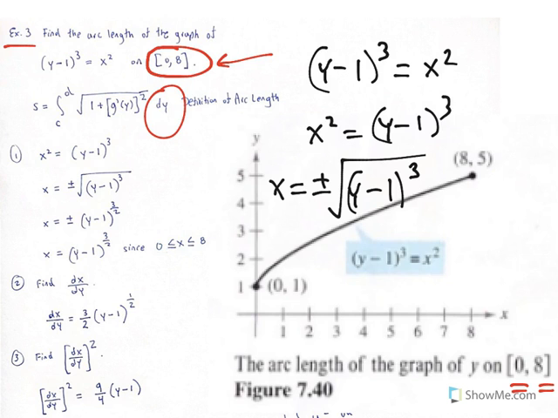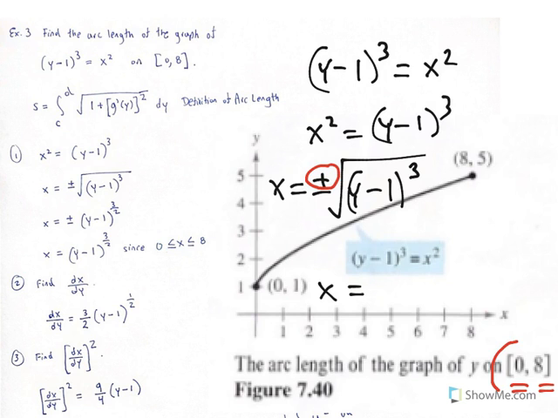However, do you really need to take the positive and the negative square root? If you look at the graph, and if you look at the question, it says find the arc length of the graph on this interval for x, where x is greater than or equal to 0 and less than 8. Because this is the interval that we're interested in, where x is not negative, we only need to take the positive square root. So we're only going to take the positive square root, and we're going to have x as a function of y. So x equals the positive square root of (y - 1) cubed. So we have x as a function of y.